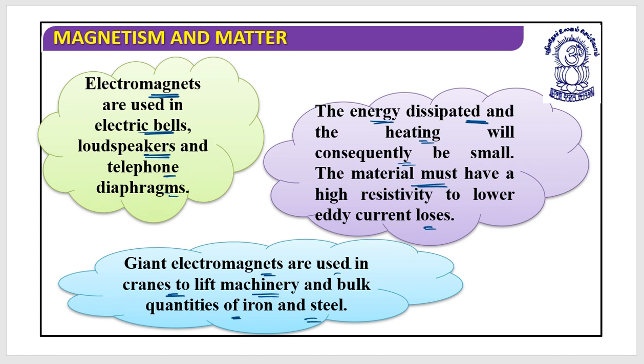So when we use a crane, we use the same principle, that very giant electromagnets have been employed to lift machineries and bulk quantities of iron and steel. Once a current is passed, it will behave as a magnet, and if I keep the giant magnet there, it can do work for me. I hope this is clear.